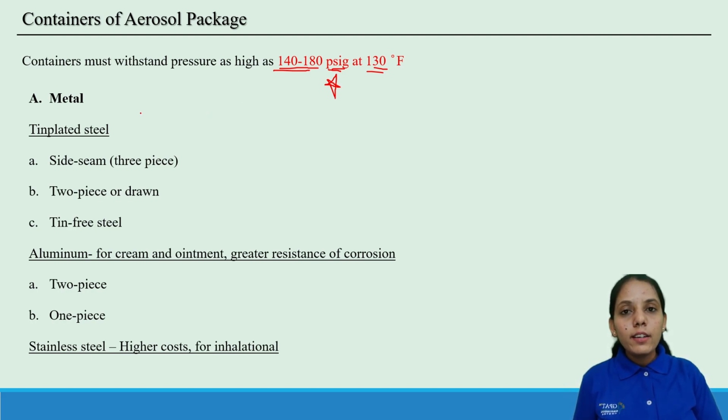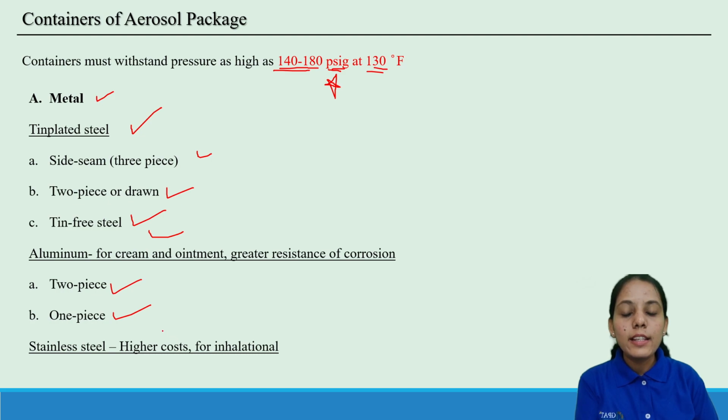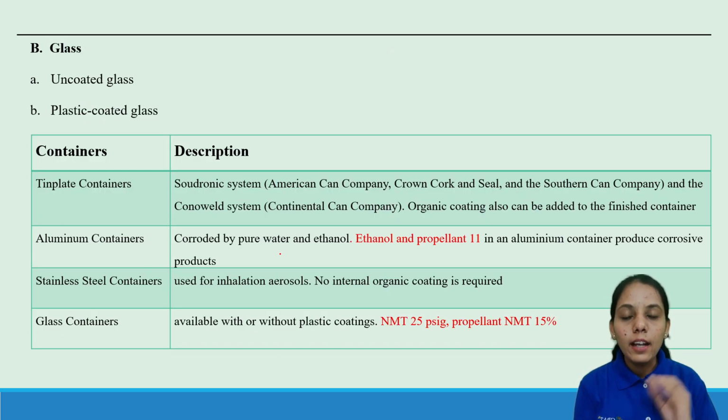So what are the containers that can withstand this pressure? First is metal. In the metal, there are tin plated steel, side seam, two piece or drawn, and tin free steel. Second is aluminium. You might have seen it for creams and ointments. It has greater resistance to corrosion. So two piece and one piece. Then stainless steel, which has a higher cost and is used for inhalation purposes. So metals are there. Next is glass.